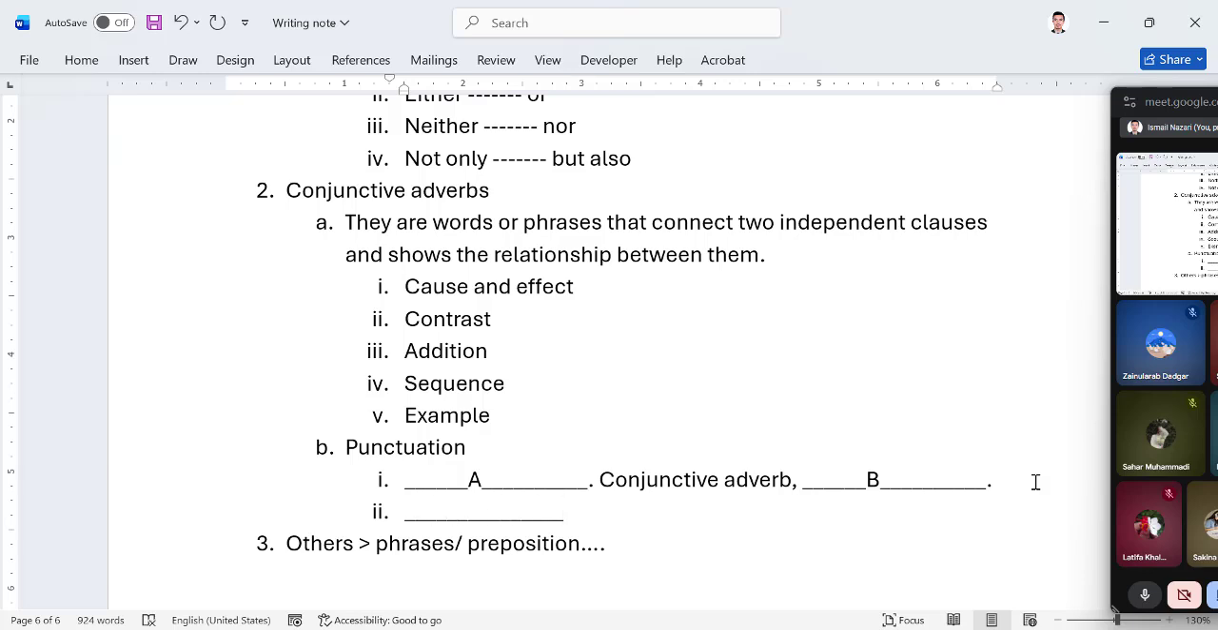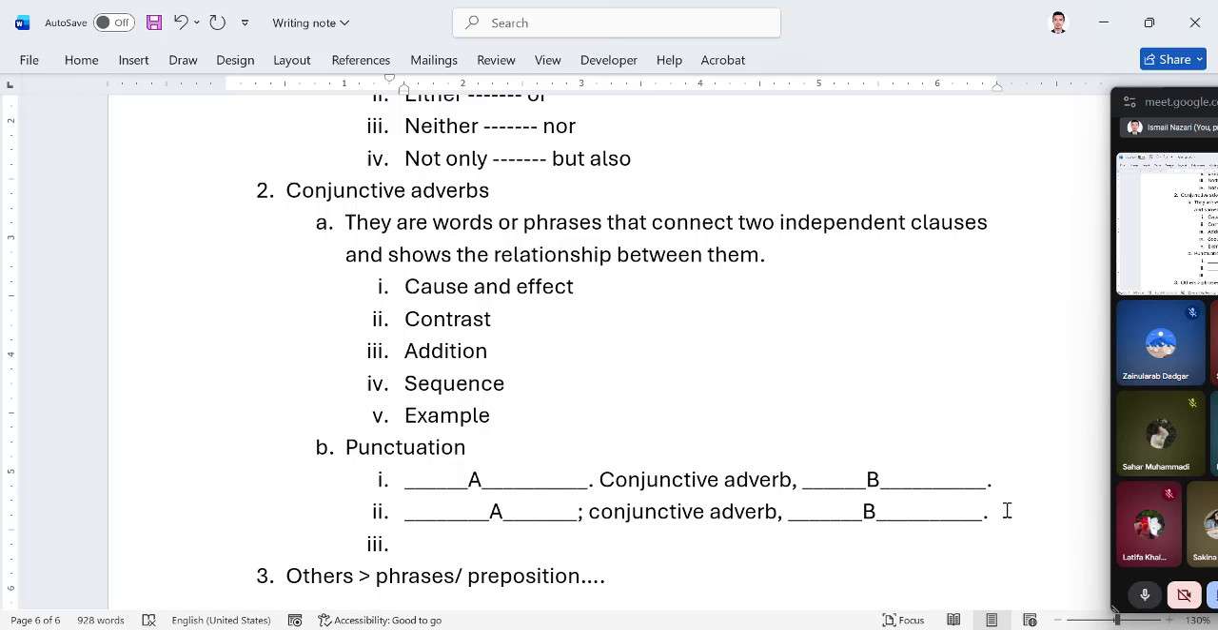Or we may have our first sentence, then we have a semicolon, we have the first idea. Then in this case, we don't capitalize the conjunctive adverb, then a comma, then the next sentence, and we put a dot. So it is the next way.